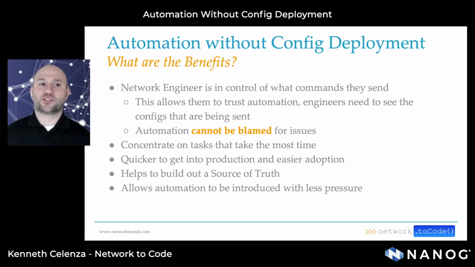And it helps to build out that source of truth. Again, the source of truth is the cornerstone for automation. And just to re-hit on that point, it allows automation to be introduced with less pressure because there can't be issues associated with it.